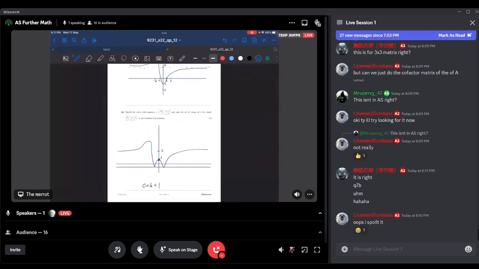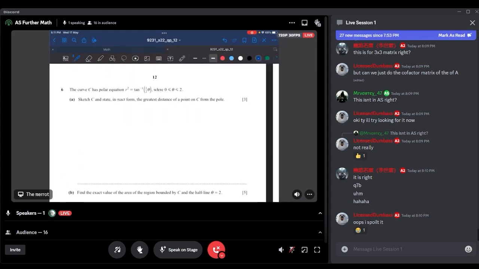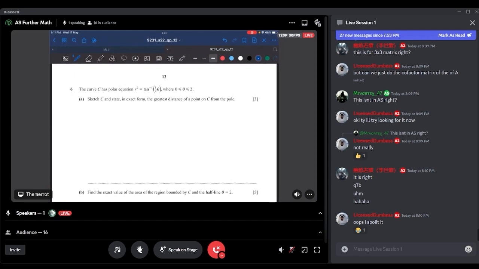Next, let's go next. Polar curves. I almost forgot polar equations exist. It's been a long time since I dealt with polar stuff. And this is my first time doing it again after forever.